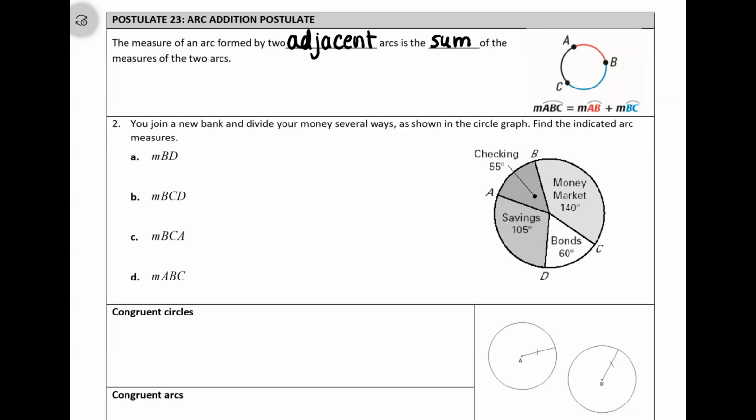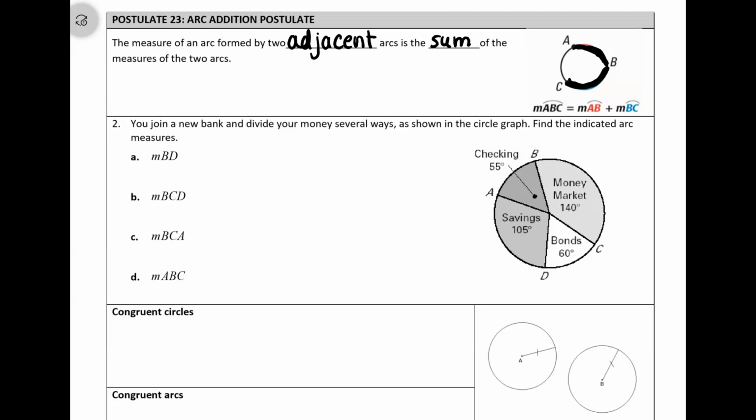So you can see here in this picture, the measure of arc ABC is going to, of course, be the measure of arc AB and the measure of arc BC added up. And notice that they are adjacent to each other. So this is just going to be like any other addition postulate that we've studied. Two parts equals the whole. So let's look at an example.